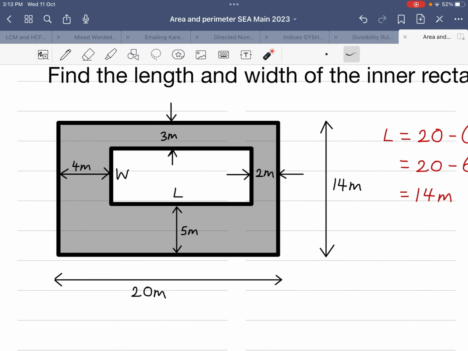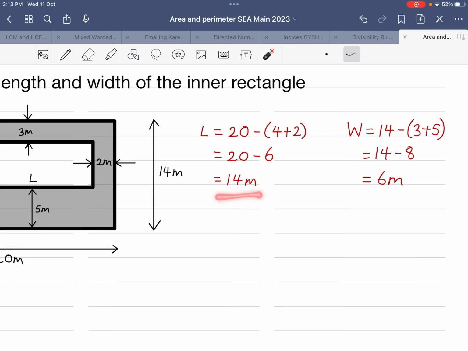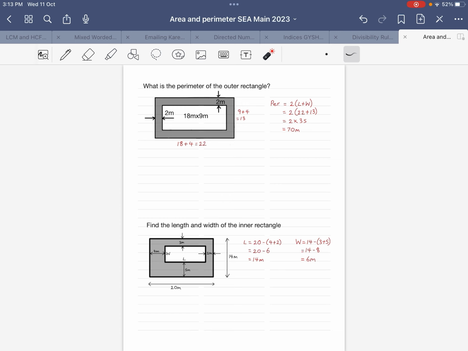So what we have is dimensions for the outer rectangle, 20 and 14, and then we have the width of the border going around. So 14, take away 3 and take away 5, that's 14, take away 8, will give us 6, and 20, take away 4 and 2, that's 20, take away 6, will give us 14. So the length is 14 and the width is 6. So good, we have solved that.